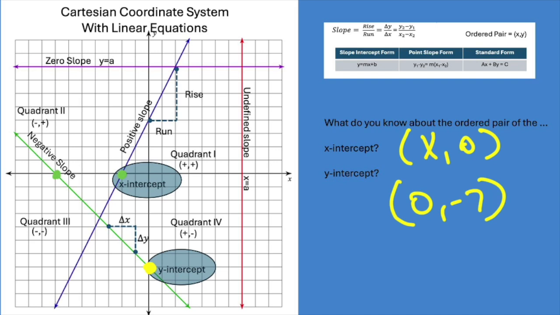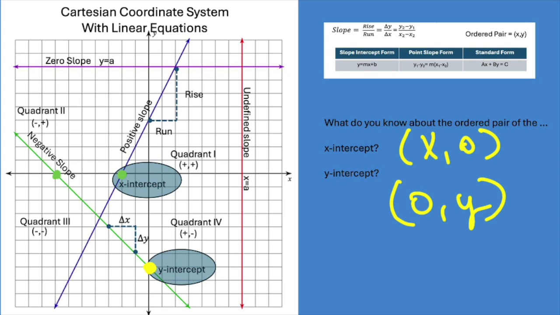Let me ask that question one more time. Are you ready? The x-intercept has a 0 for y. What do we know about the y-intercept? It has 0 for x, that's correct. So this could be any y value, any number in the y spot, but it's going to have a 0 for x. For the x-intercept, it's going to have an x value, any x number, but a 0 for the y. Are you with me?